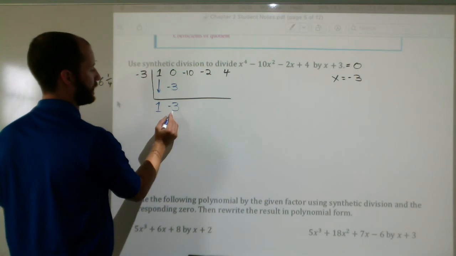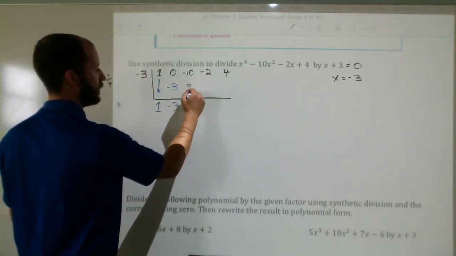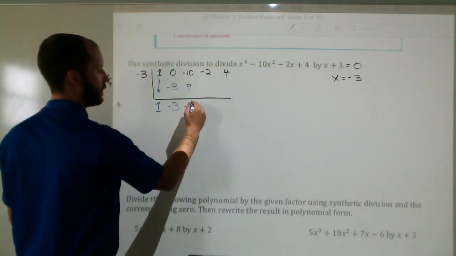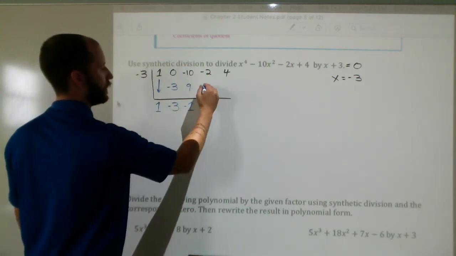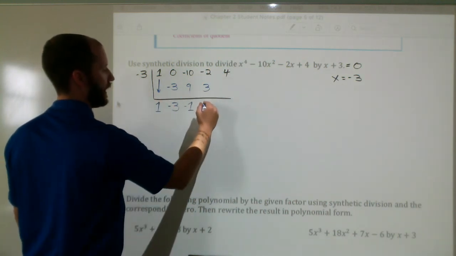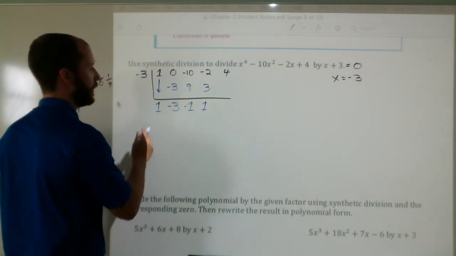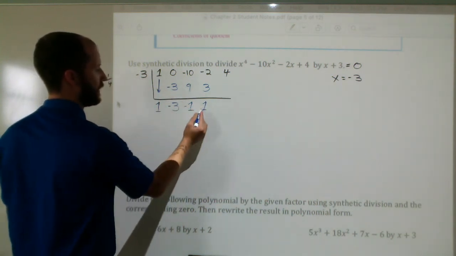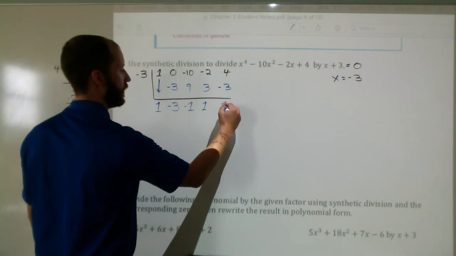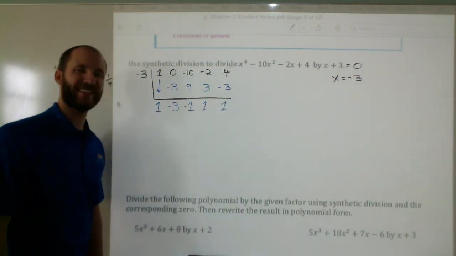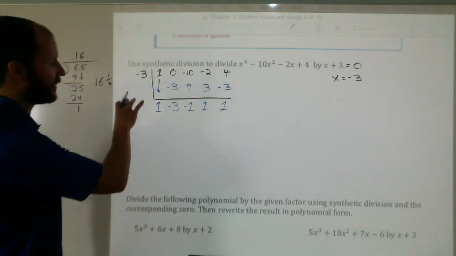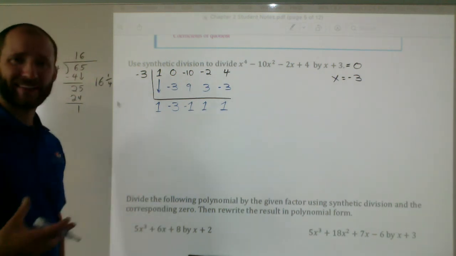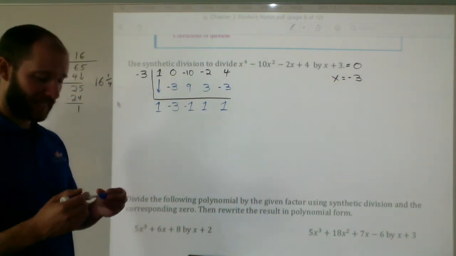Bounce: negative 3 times negative 3 is 9. And then add. Bounce: negative 3 times negative 1 is 3. And add. Bounce: negative 3 times 1 is negative 3. And we don't get 0, and that always makes me a little nervous. So I look and check it again. The math all looks good, so that means we have a remainder. That's okay.